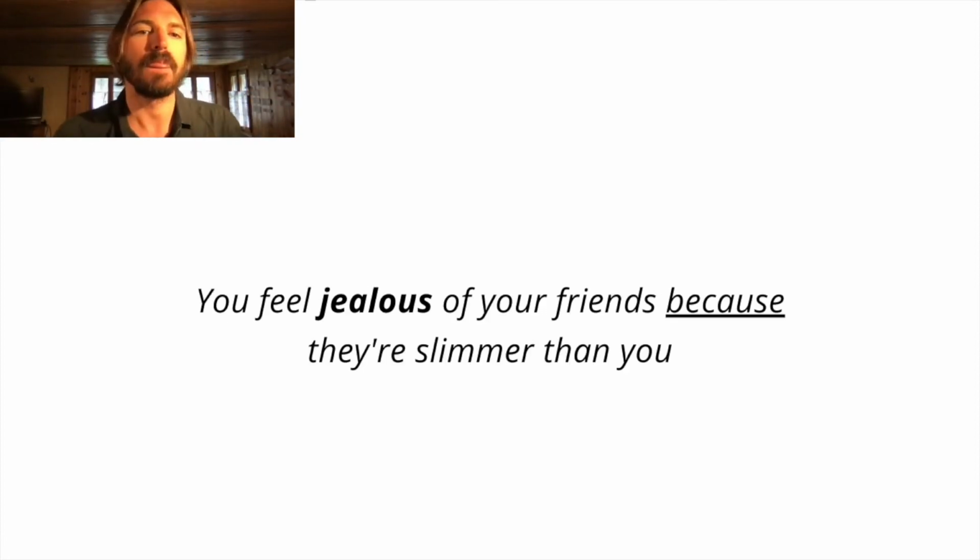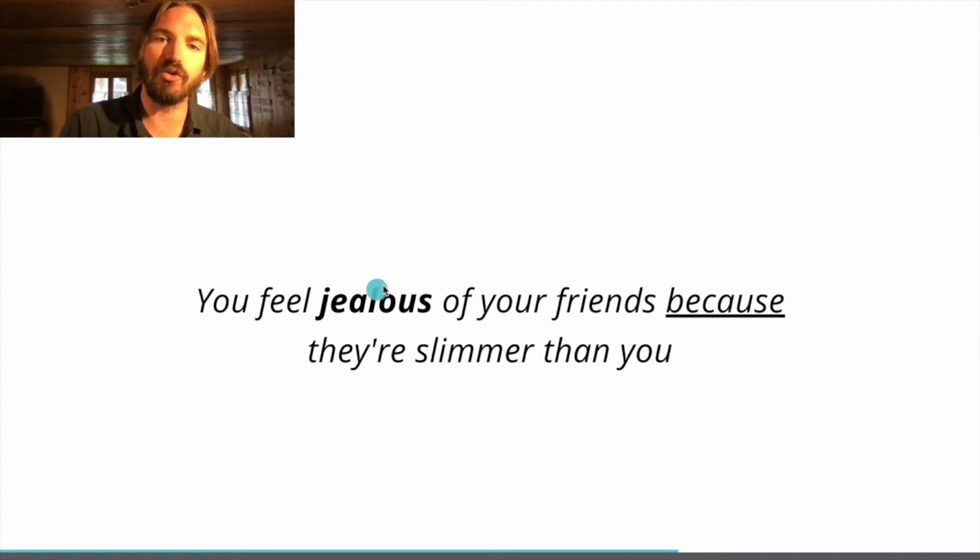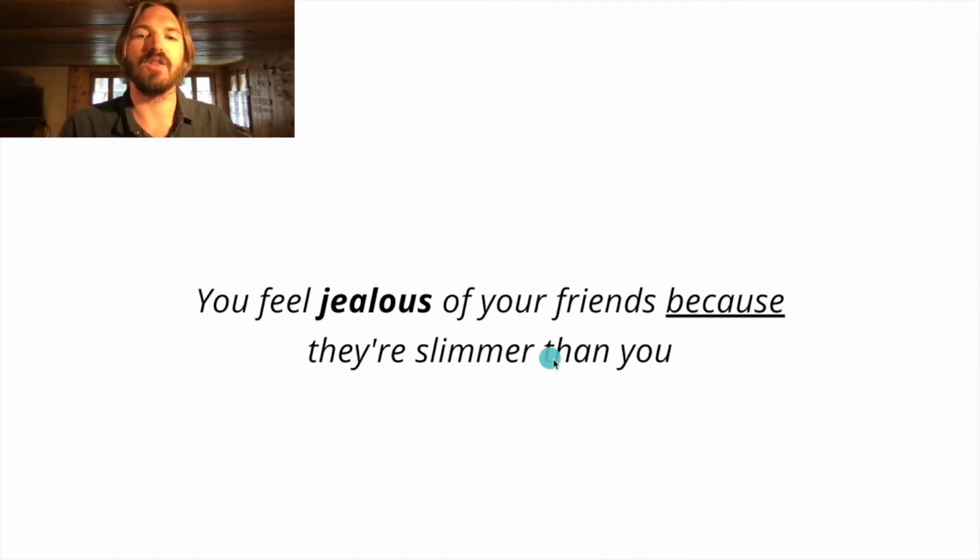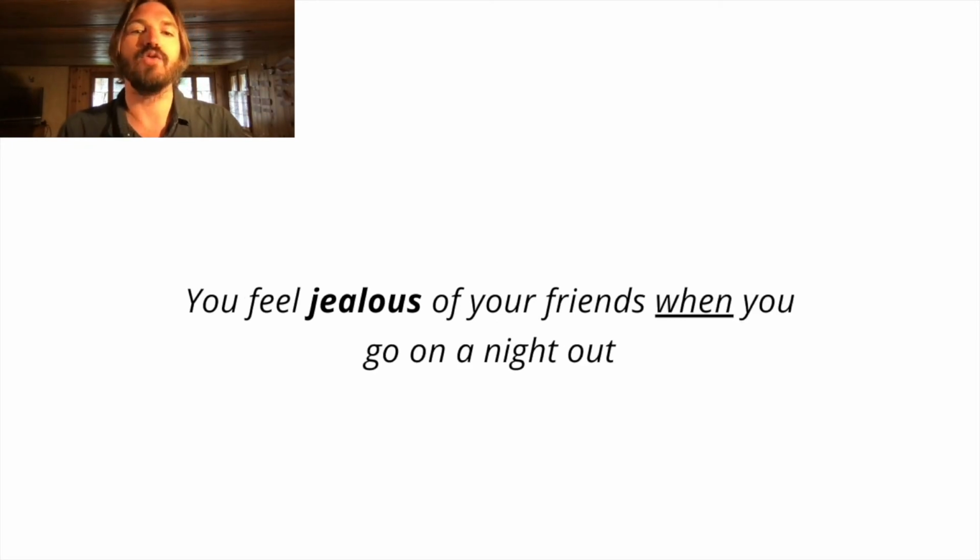This will make sense in an example. So let's check one out. You feel jealous of your friends because they are slimmer than you. So we've got a negative emotion because, and we've got this specific thing. They're slimmer than me, I can see them, they're all thinner. And you can even hit harder with this with some better imagery. I find something like this: you feel jealous of your friends when you go on a night out.